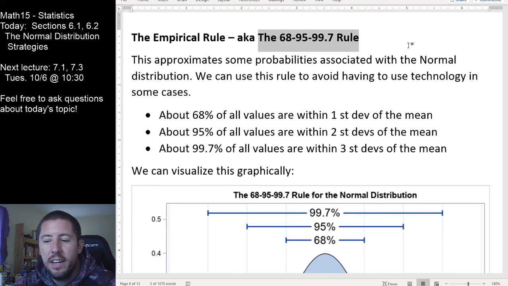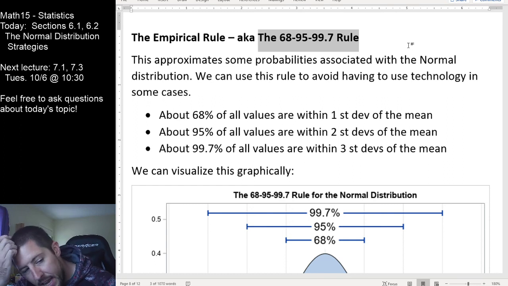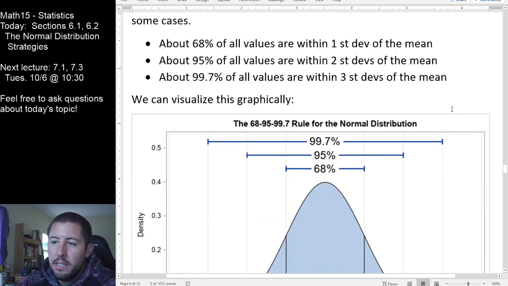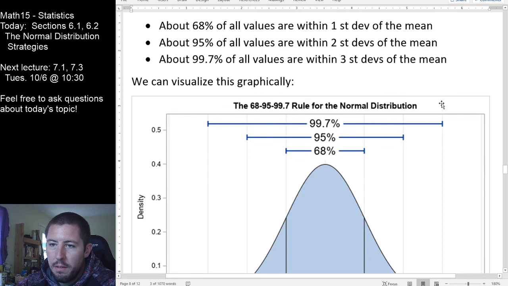What this is saying to us is this. In any normal distribution, I don't care what your mu or sigma are, if you are a normally distributed variable, then it will be the case that about 68% of all of our values are within one standard deviation of the mean. About 95% are within two standard deviations of the mean. And about 99.7% are within three standard deviations of the mean.